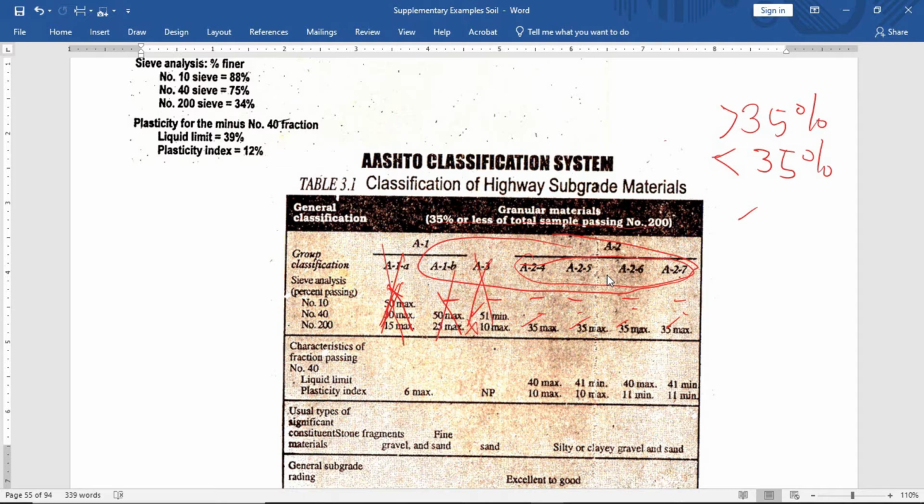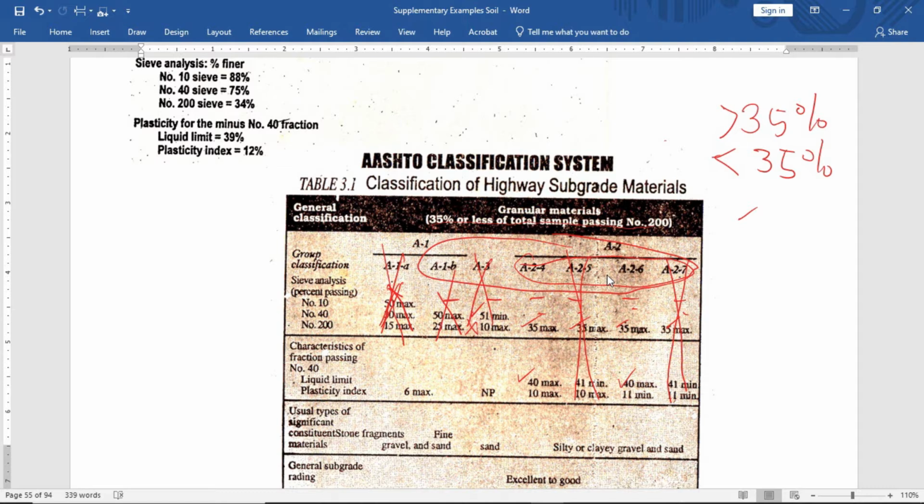Pagkatapos yan, punta naman tayo sa liquid limit. Liquid limit natin is 39. Sa A-2-4, 40 ang max, so pasok pa siya yung 39 kasi maximum is 40. Sa A-2-5, minimum is 41 daw, so hindi umabot yung 39 natin. Hindi na yun consider. Tapos, 40 yung max, okay rin to. 41 ang minimum, hindi rin to.